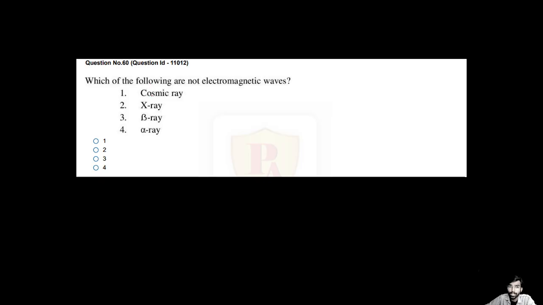Now, which of the following are not electromagnetic waves? X-ray, beta ray, alpha ray, cosmic ray. Of course, cosmic ray. Cosmic ray is not an electromagnetic wave.